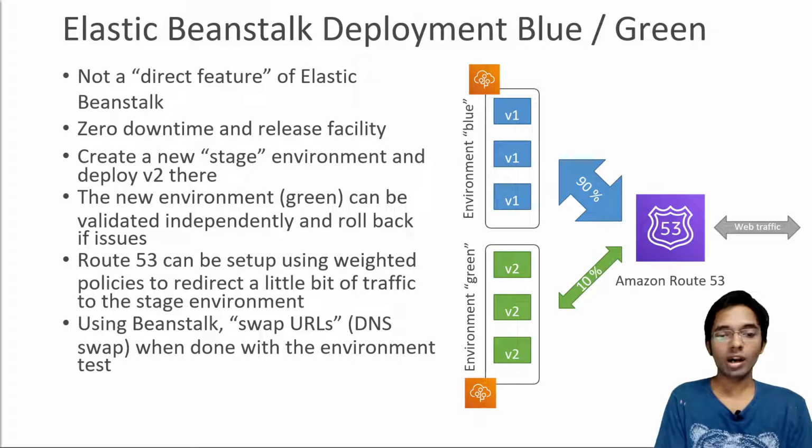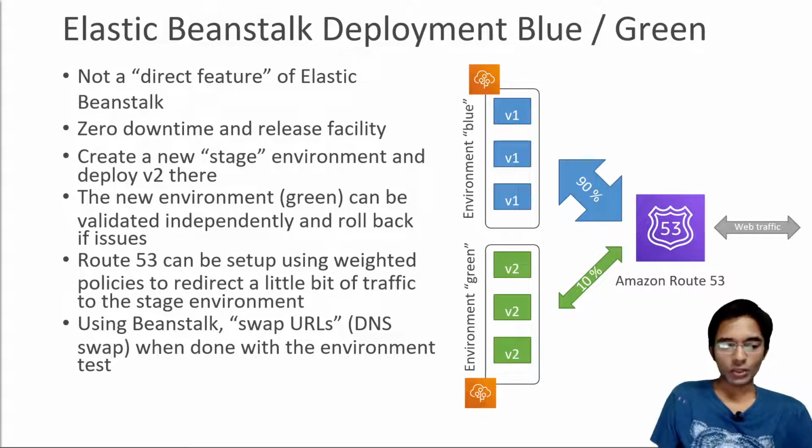Next, we have blue-green deployments, which is not a direct feature of Beanstalk, but the idea is that it gives you a zero downtime release facility. So the idea is that you would create a new stage environment and deploy version 2 there, so we create a new Beanstalk environment. Then you validate that this environment, which is the green environment, is working as expected. In case there is any problem, you can roll it back by deleting it. And then you would set up Route 53 to use weighted routing to make sure you can shift a little bit of the traffic to the new environment.